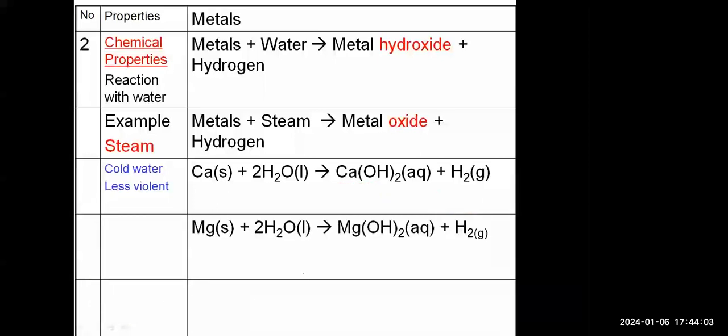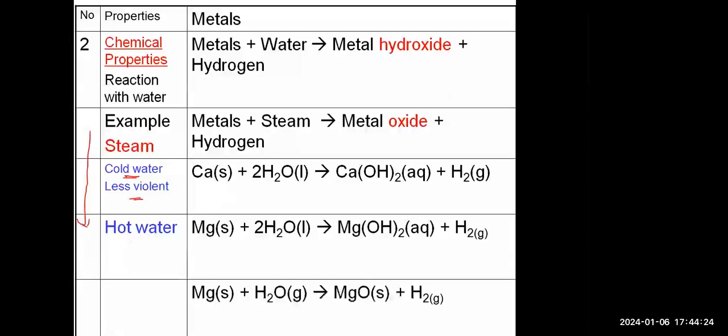Magnesium and water will give you magnesium hydroxide. This is possible in hot water. So as I told you in the last case, when we went down the series, the reactivity decreased. Here also the same thing is happening. It started with a violent reaction with cold water, then less violent with cold water. Now we need hot water. Here you can see magnesium is reacting with steam, so you get magnesium oxide.